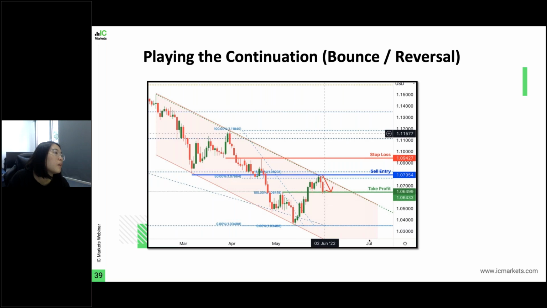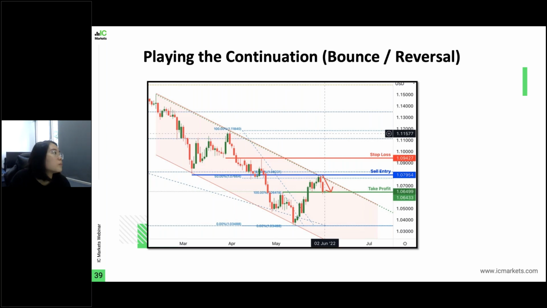This is another example of playing continuation using support resistance. So we've got a horizontal support here, we've got a channel here, we've got Fibonacci levels here, everything lining up. You enter here for a sell, you take profit here. Of course, if it was me, I would have moved the stop loss so much lower. I think this stop loss was unnecessarily far, but I would have moved it so much lower.